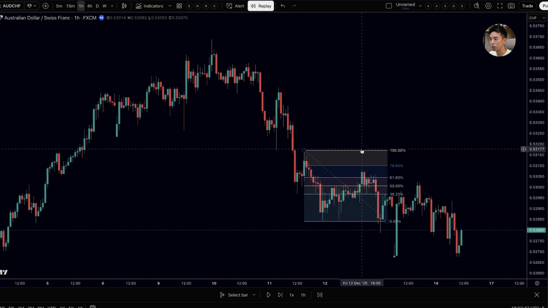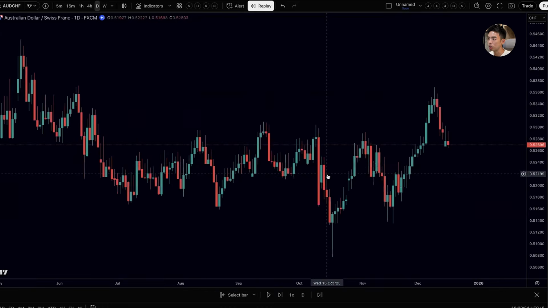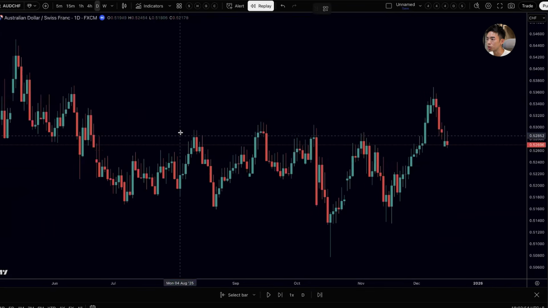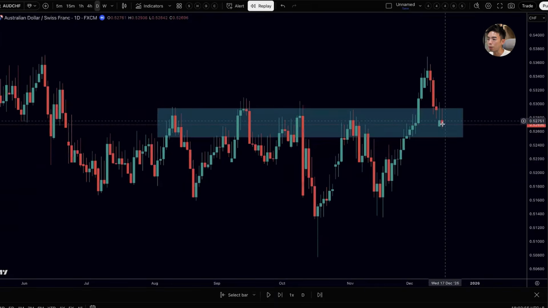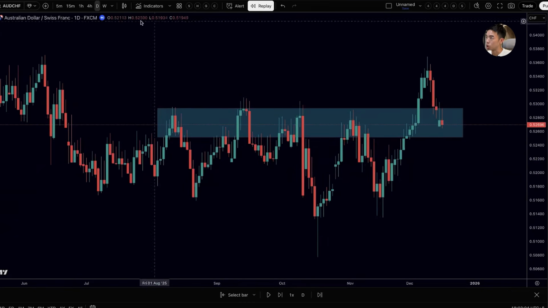And remember, what's the second step you want to do when it comes to looking for a potential trend reversal? Check the higher time frame context. And if we go back to the higher time frame, in this case the daily time frame, you will be able to see that we are breaching out of this range and we're pulling right back into it, right? So this becomes an area where a pullback buy would be happening.